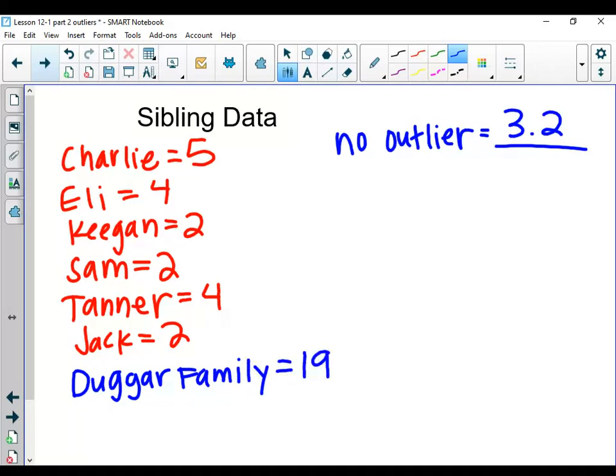The show is called 19 Kids and Counting because they have 19 kids. Have you actually seen it? Have they had 19 kids? Some of it is twins, but yes, they have had all 19.